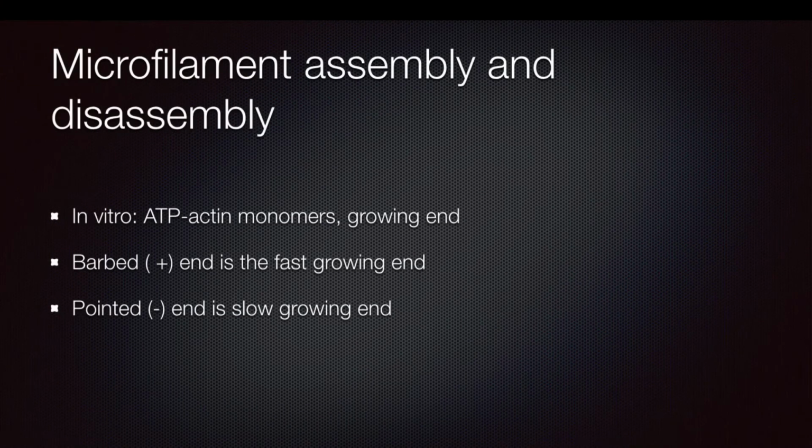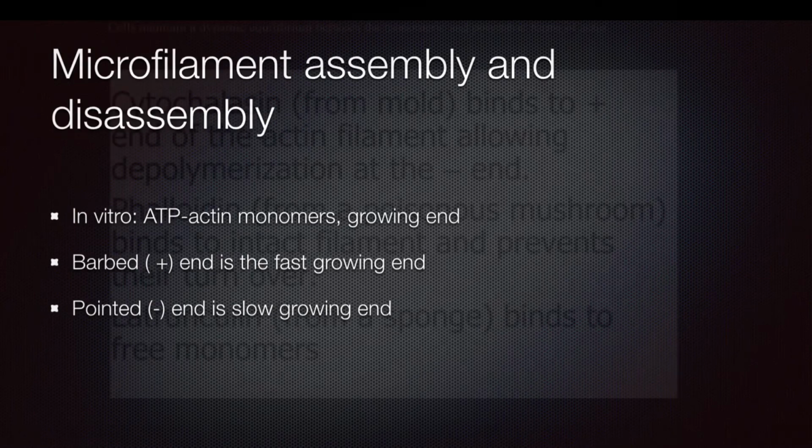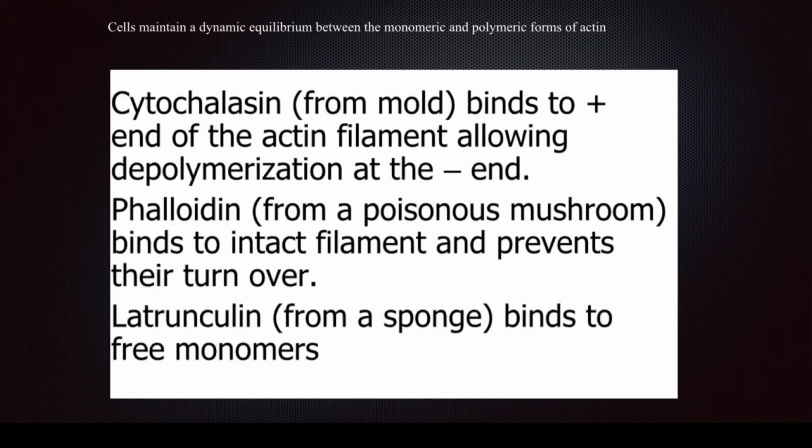Microfilament assembly and disassembly. In vitro, ATP-actin monomers add at the growing end. The barbed plus end is the fast-growing end, and the pointed minus end is the slow-growing end. Cytochalasin from mold binds to the plus end of the actin filament, followed by depolymerization at the minus end. Phalloidin from a poisonous mushroom binds to intact filaments and prevents their turnover. Latrunculin from a sponge binds to free monomers.